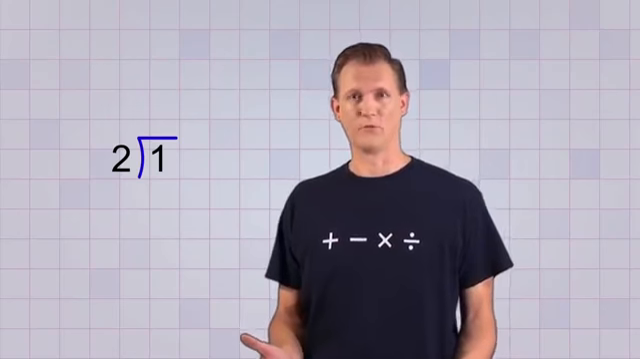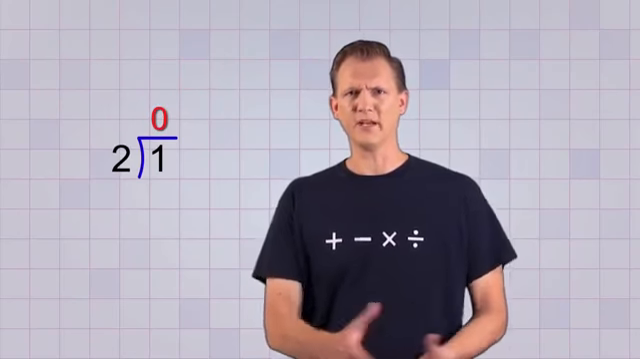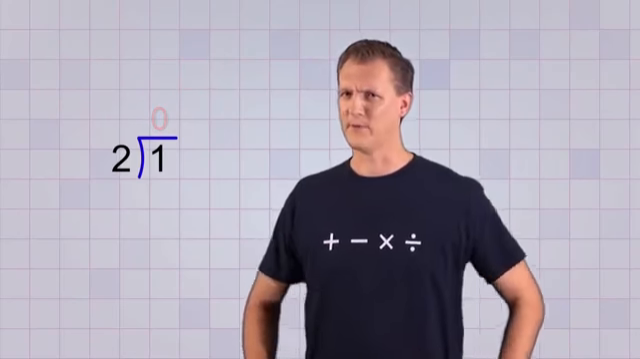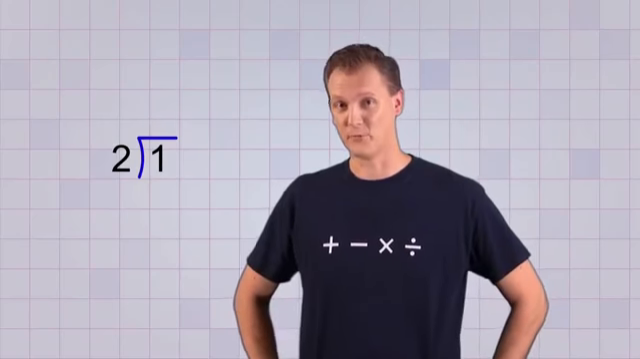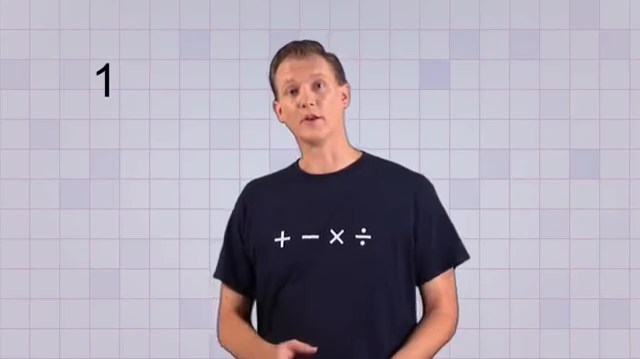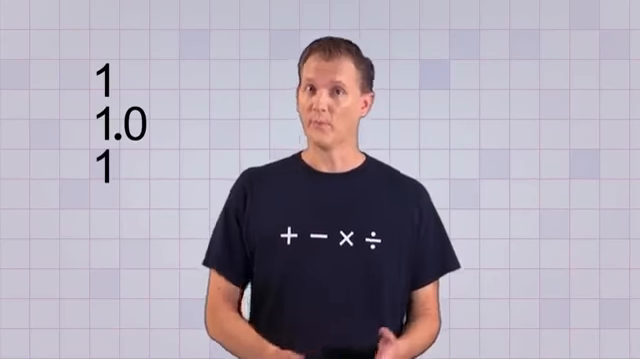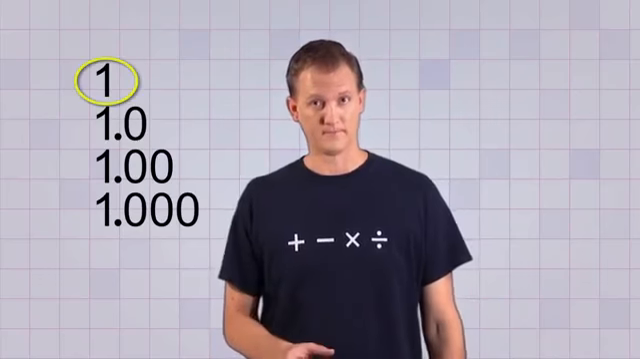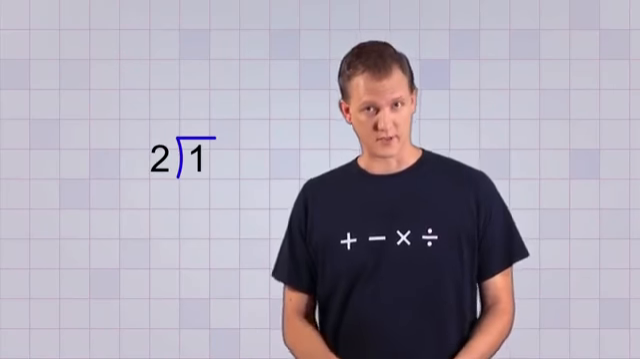Uh-oh, it won't divide any times. 2 is bigger than 1. Looks like we're going to need some help. And that's where the decimal point comes in. Now you remember that in the last section, we learned that 1 could be written as 1.0 or 1.00 or 1.000, and its value is still 1. Let's try doing that here and see what happens.